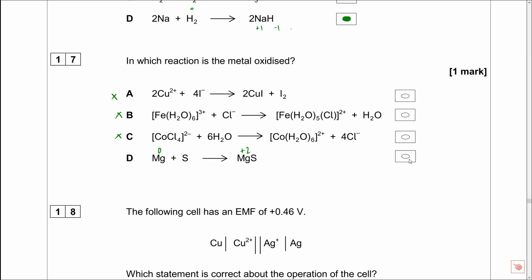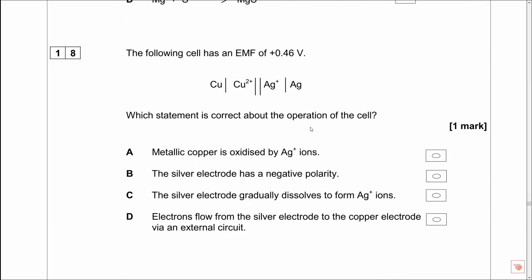Therefore, it's been oxidized. So 17 is going to be D again. Quite a nice bit of redox there. Not all the questions are going to be really hard. Some of them are still going to follow on. Some of the questions are still going to very much have that year one sort of knowledge to them.